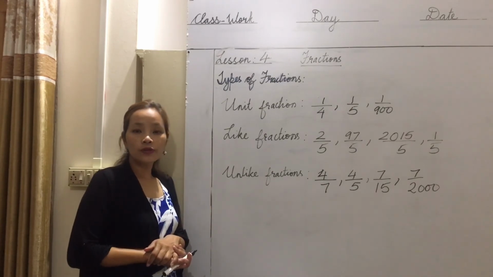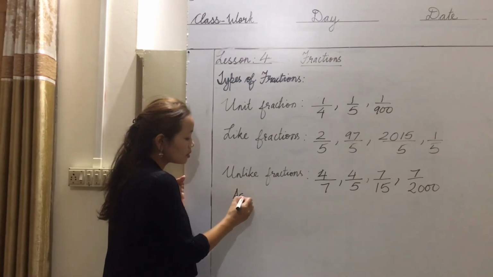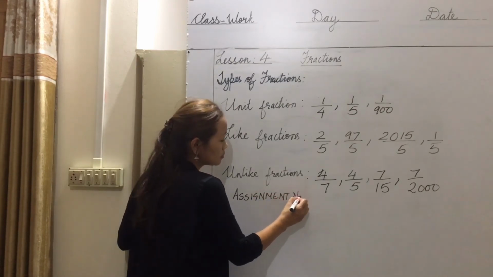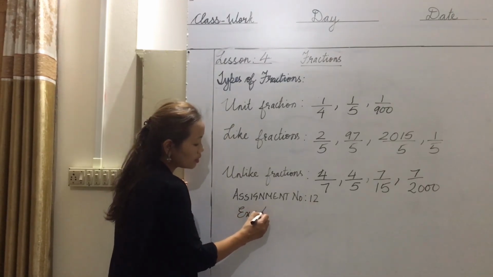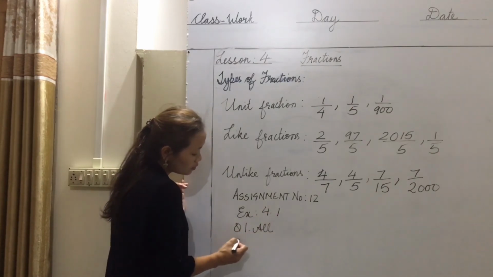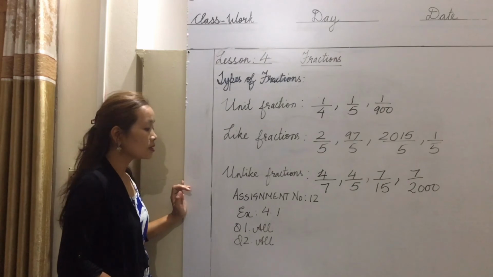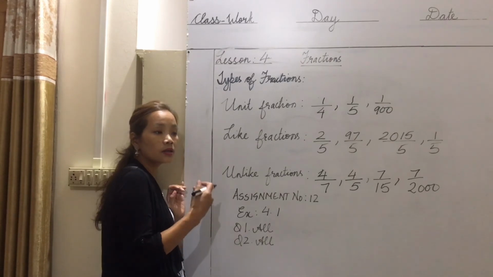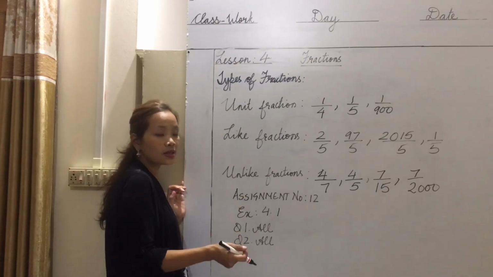Alright, that is all for today. And for your assignment, this is your assignment number 12. I want you to solve from your Galaxy textbook, exercise 4.1, question number 1, all of them, question number 2, all of them, right? Next time when you do your assignment, make sure you write your name, class, section and roll number on the top of the paper, right? Not at the end of the assignment.